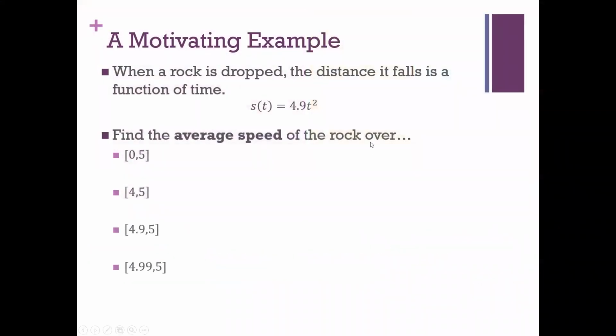All right, so we've talked about this thing before. I just drop a rock off, no, don't throw it, just let it free fall. The distance the rock covers over time is given by that function. I want to find the average speed of the rock over these 4 different windows. The first thing I asked you on the first day was how would I find the speed of this rock at the instant in time at 5 seconds? So I have these 4 different intervals that have 5 seconds as the right endpoint.